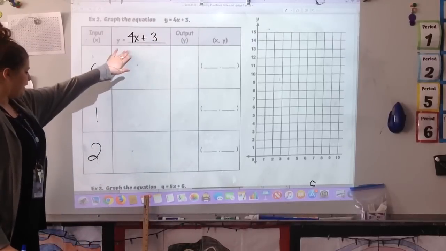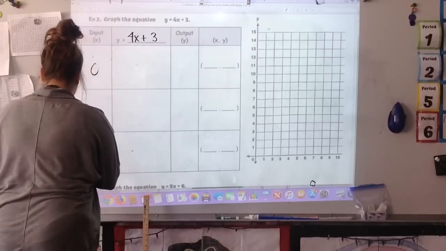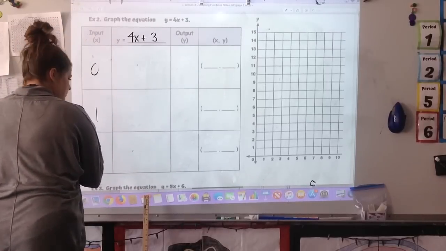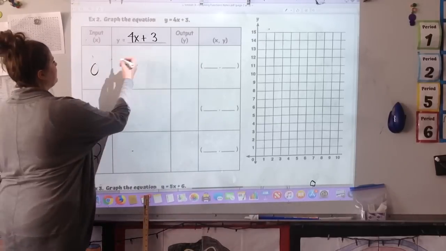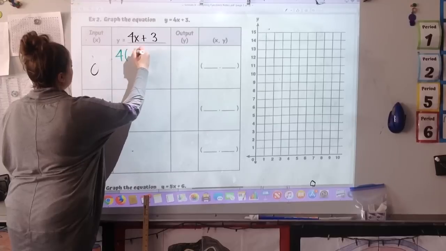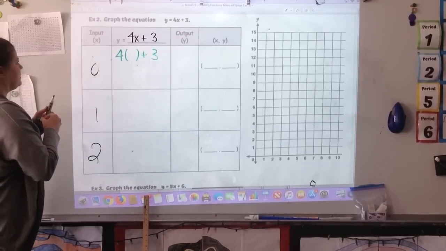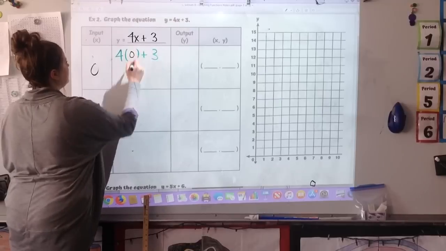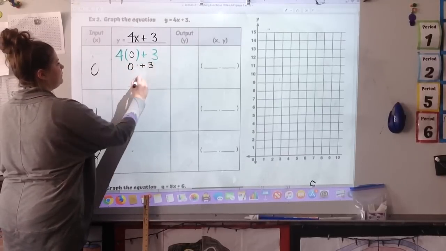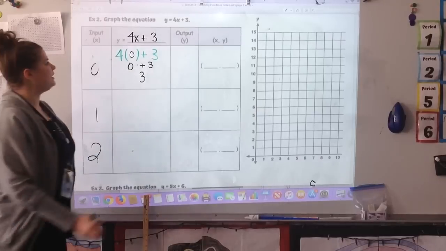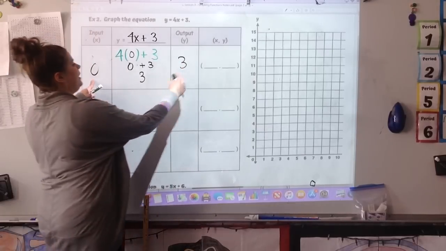And then I'm going to go ahead and plug in all of my inputs to get my output values in my ordered pair. Pick a new marker because the green isn't working. All right, so I'm going to do 4 times my input plus 3. So I used 0 for my first value. 4 times 0 equals 0, plus 3 equals 3. So my output is going to be 3. My ordered pair will be 0, 3.